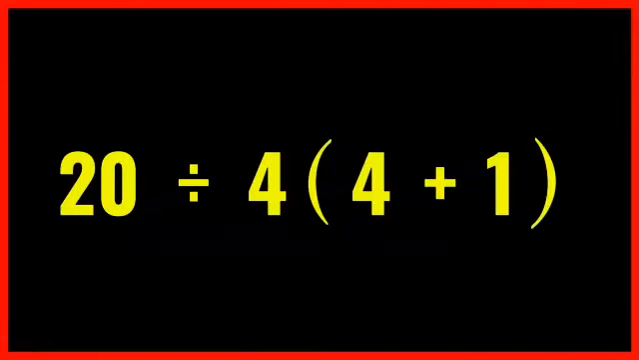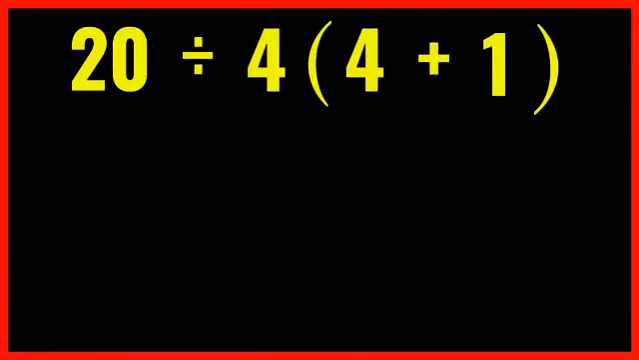Look at this problem. 20 divided by 4 times (4 plus 1). It looks simple, right? But millions of people get it completely wrong. Let's solve it the way most people do.